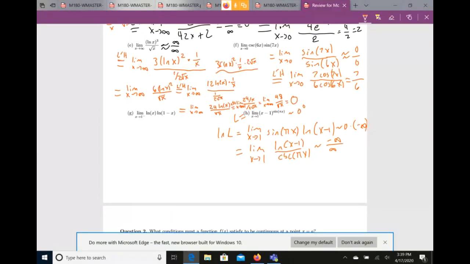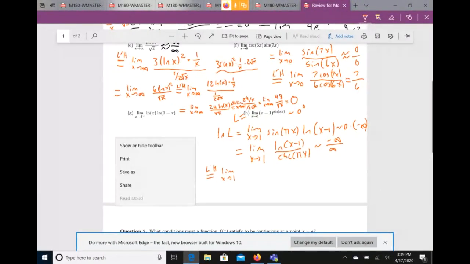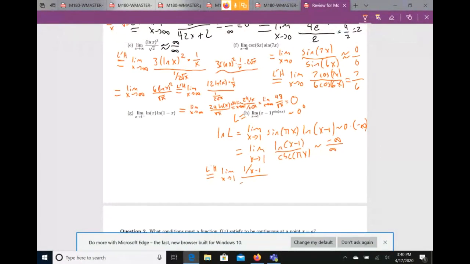Okay, and now I can apply L'Hopital's rule. So let's see. The derivative of ln of x minus 1 is 1 over x minus 1. The derivative of cosecant of pi x is negative pi cosecant pi x cotangent pi x.